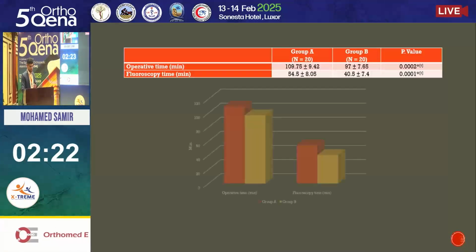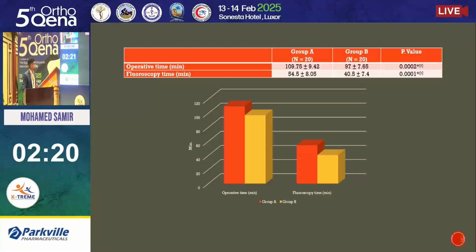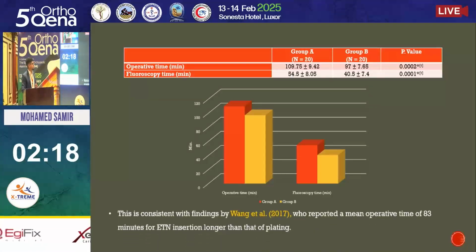The operative time: there was no significant difference between the two groups, and this is similar to the Wang study 2017.